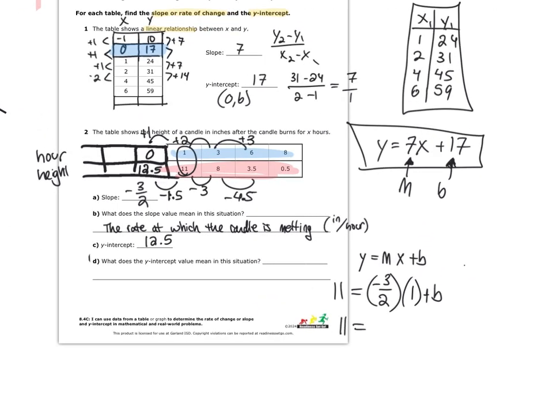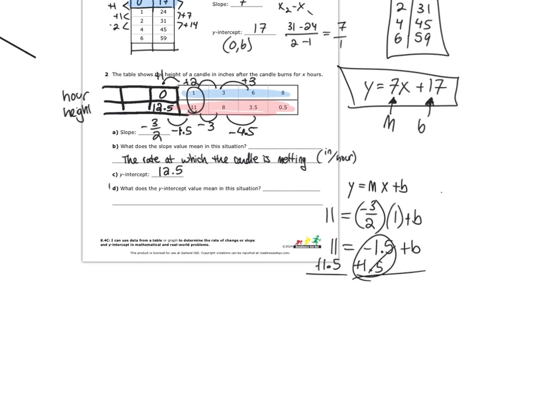So we have 11 equals, let's see, -3/2 times 1 is just -3/2. And I'm going to write it as -1.5 because we know 3/2 is the same as 1.5. You could type it into Desmos to see that. Now I just have a little equation to solve. Let me add 1.5 to both sides. And that's actually what we did in our table, right? We said 11 plus 1.5 was 12.5. Well, that's going to happen here too. So we're going to have 12.5 is equal to our y-intercept. So we can find that y-intercept through substitution as well. That might be an easier way.